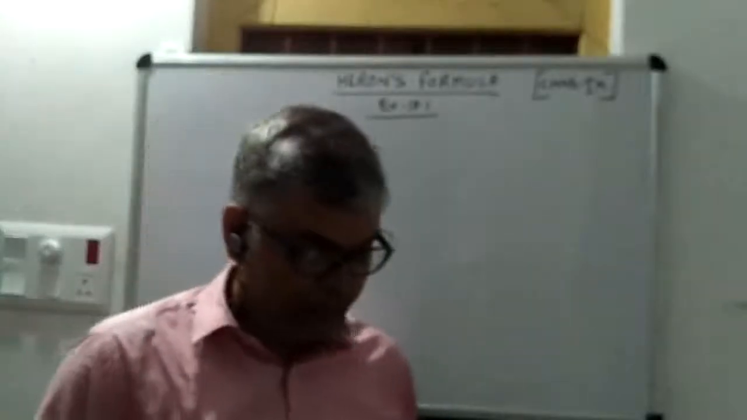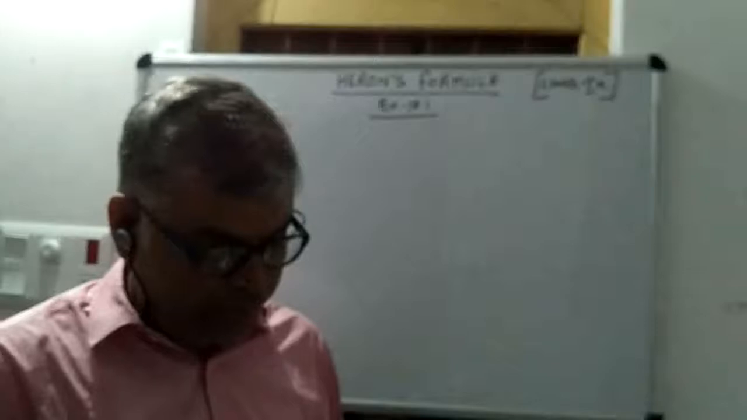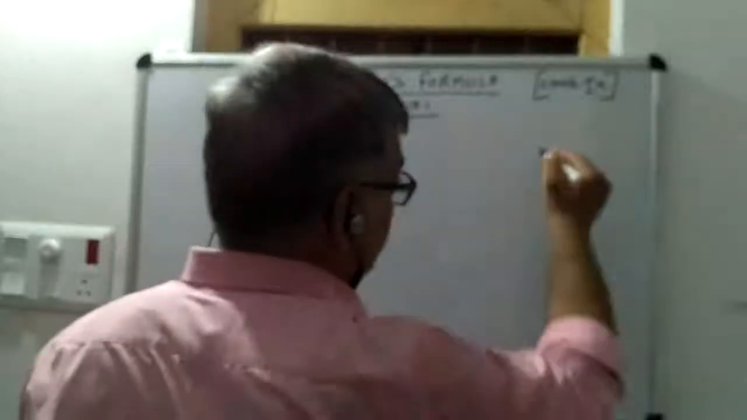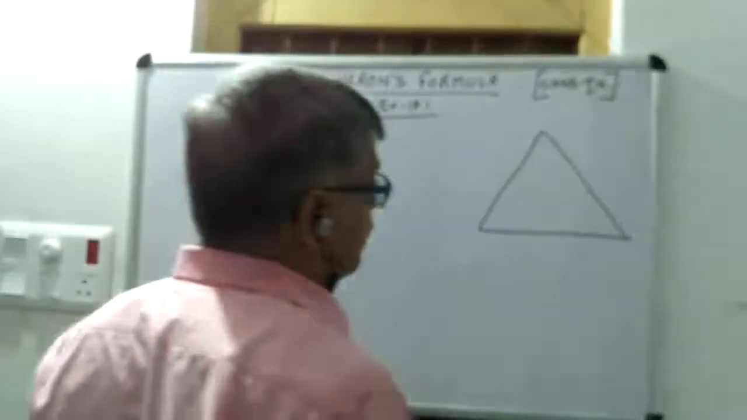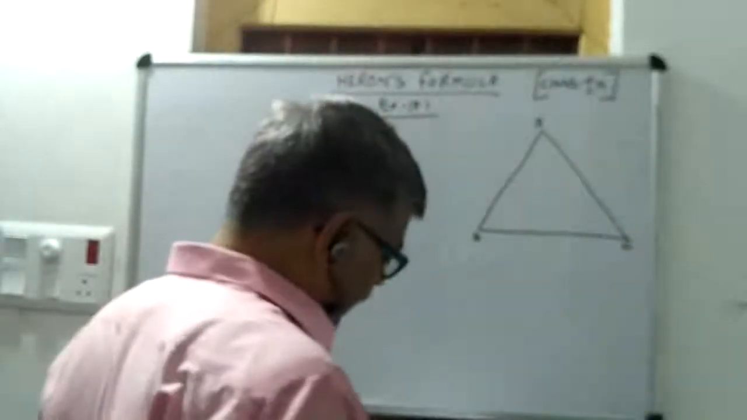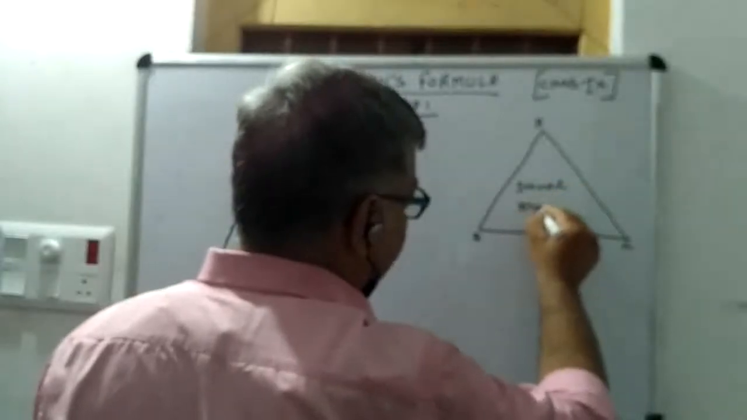The first question is: a traffic signal board indicating 'school ahead' is an equilateral triangle with side a. Find the area of the signal board using Heron's formula if its perimeter is 180 centimeters. What will be the area of the signal board? See children, there is a signal board along the roadside. On this signal board it is written 'school ahead'.